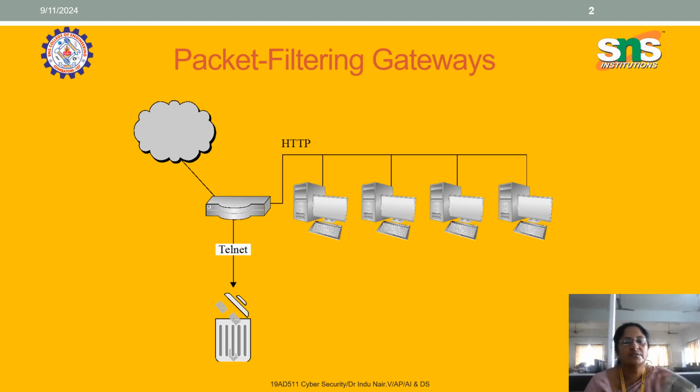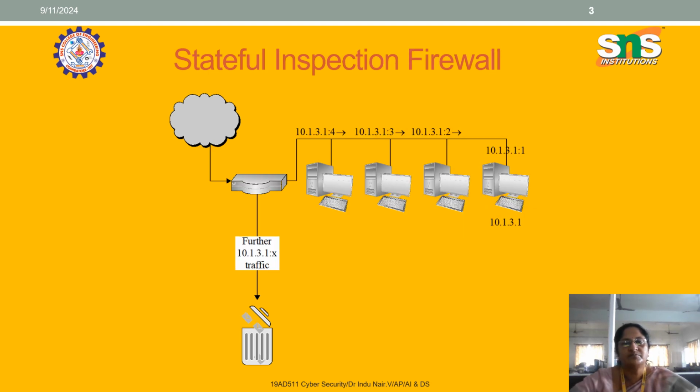So we see here that the packet filtering gateways do not look into the data. It looks only at the IP address, and it assesses whether the packet can be let into the network from outside, or it may be discarded. In this particular application, we can see that the packets intended for telnet, with the telnet address, are discarded, whereas all the other packets are given access.